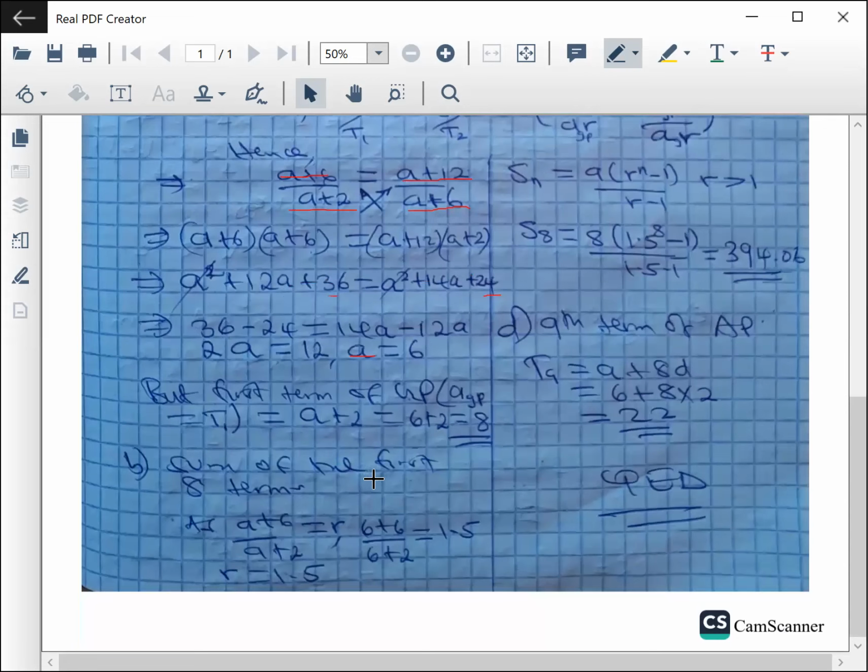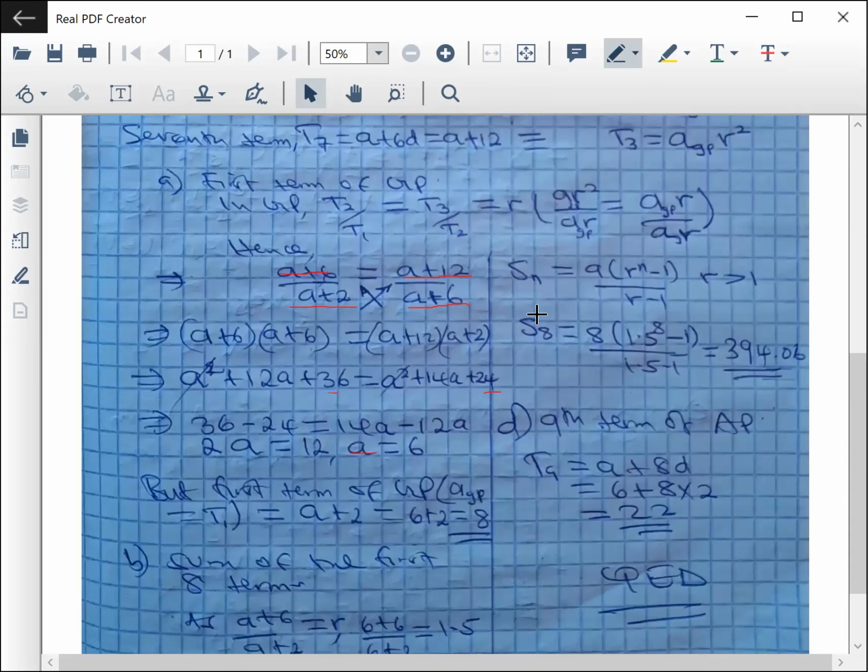Then question number B, the sum of the first 8 terms. Now we cannot get the sum of the terms unless we have the common ratio. So we are looking for the sum of the first 8 terms of the GP. First of all, we said earlier a plus 6 divided by a plus 2 is equivalent to our common ratio. So we can replace a with 6. Now don't confuse: this a is the first term of AP, not the first term of GP. So we use 6 plus 6 over 6 plus 2, which is 12 over 8, 1.5. So our r is 1.5.